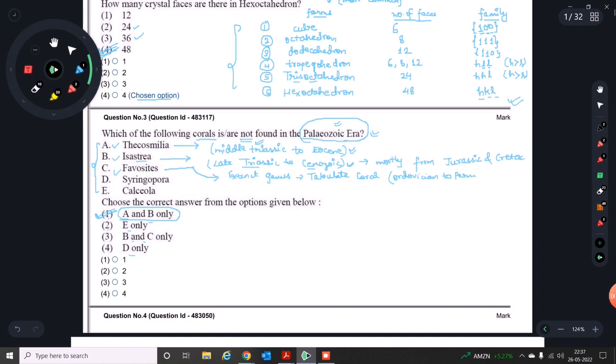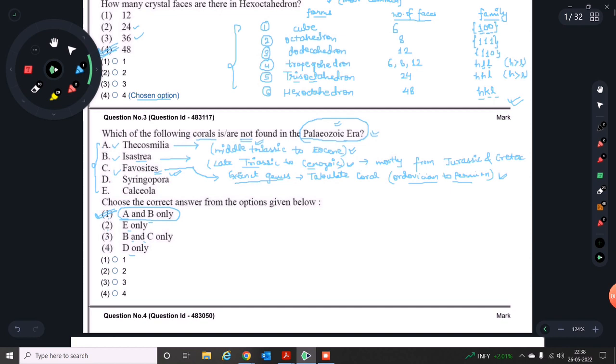Ordovician to Permian. So that means it came into existence in the Paleozoic era, right? And it went extinct at the end of the Paleozoic era itself, that is, the Permian-Triassic extinction, or you can say the Permian extinction. So that means Favosites are completely part of the Paleozoic era. And Favosites are one of the important corals.